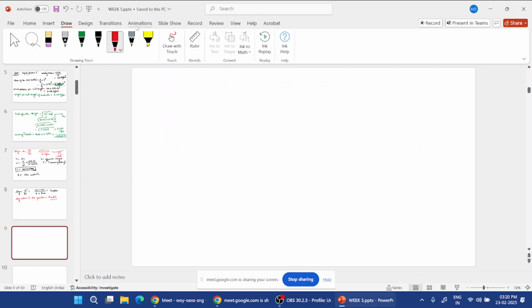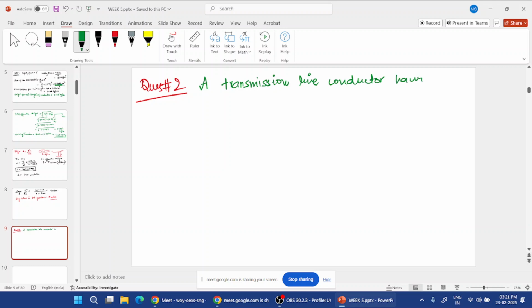Now we are going to solve another question, question number 2. In this question it is given a transmission line conductor having a diameter of 19.5 mm, weighs 0.85 kilogram per meter.